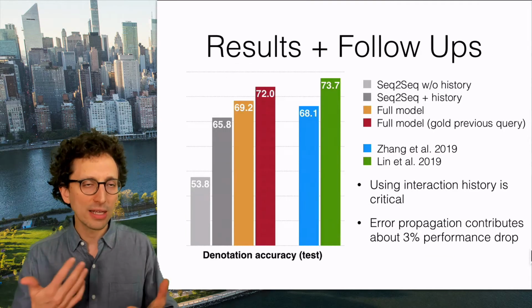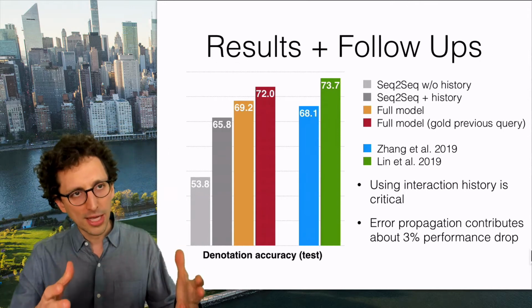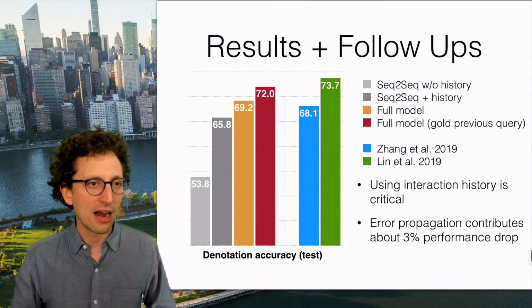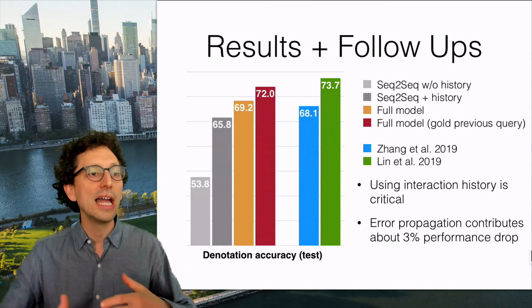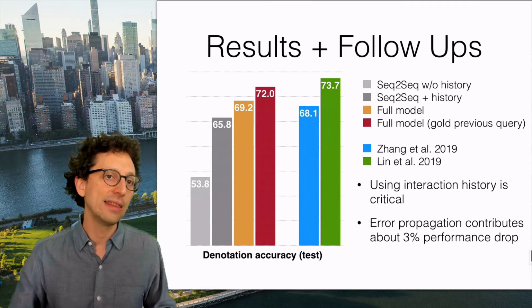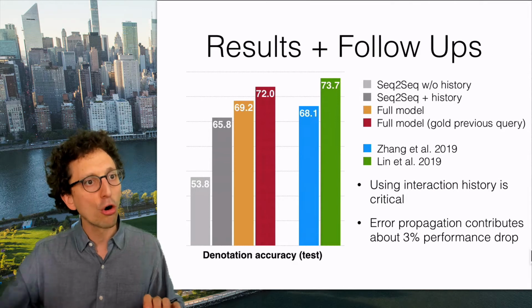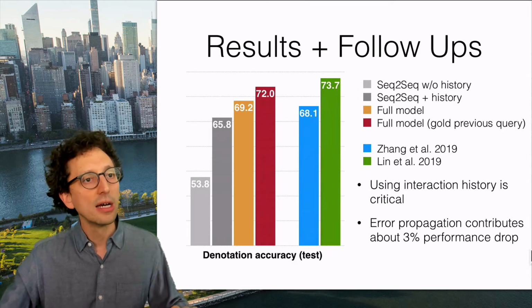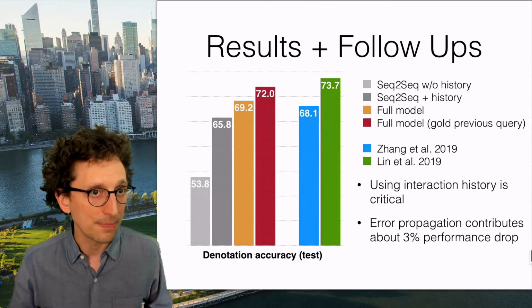Okay, let's quickly look at what these mechanisms give us as far as performance. What I'm showing here is the denotation accuracy. So you take the SQL query that you generated and you execute it, and then you get a table, and you can compare this table to the table you would get from the gold standard SQL query, and then you can compute the accuracy of how many of the records you got right.